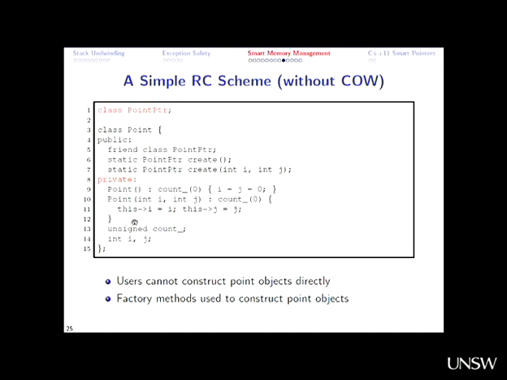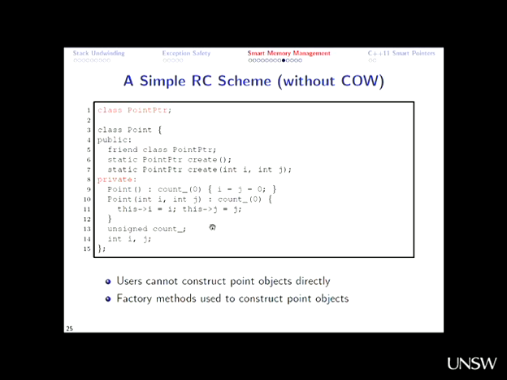This point class has private constructors. You cannot create an instance of this point class unless you have friendship or you're part of this smart pointer class. Okay? So we have this class called point. It has private constructors, so it can't be constructed by itself.